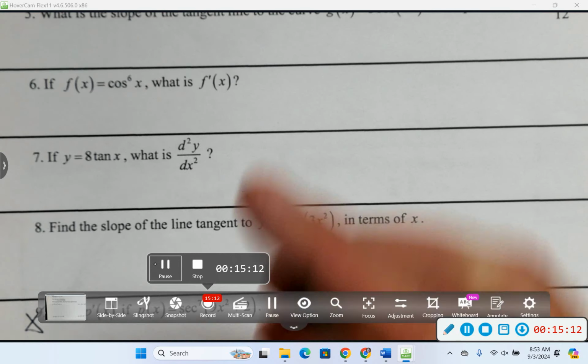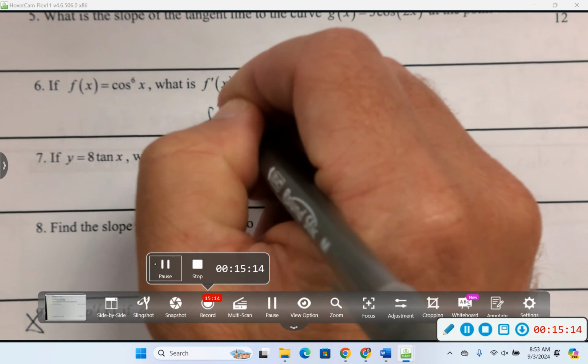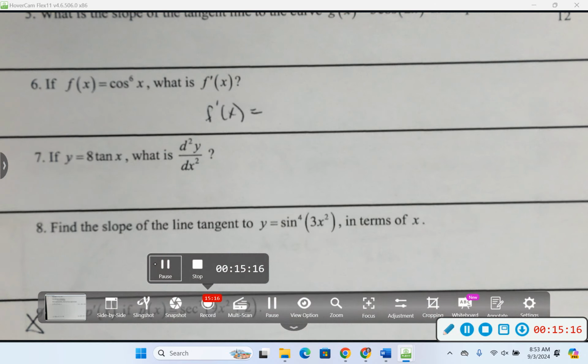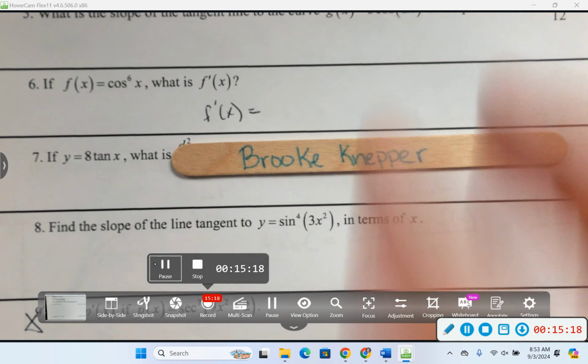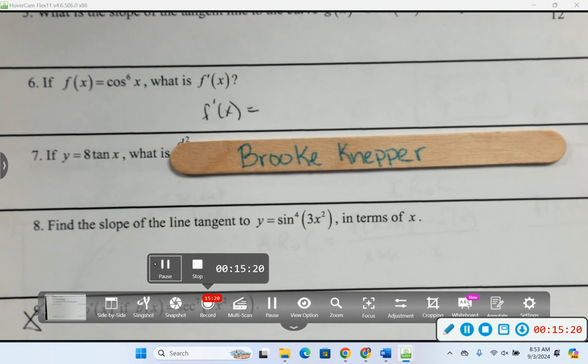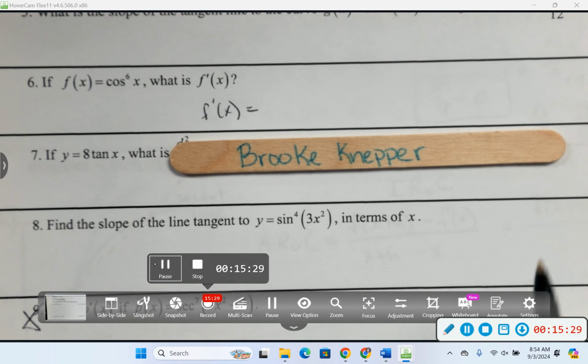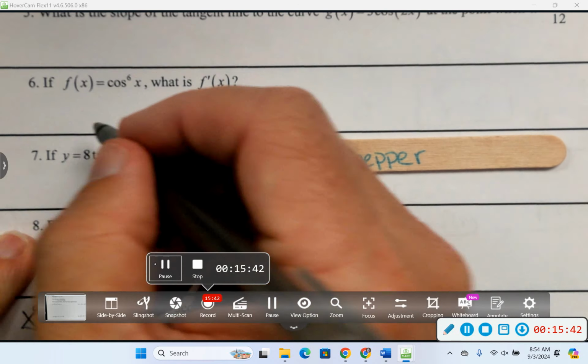Is it straightforward enough for me to just pick on somebody and see if Brooke can tell me what the derivative of number 6 is? Put her on the spot. What's the outermost function, Brooke?